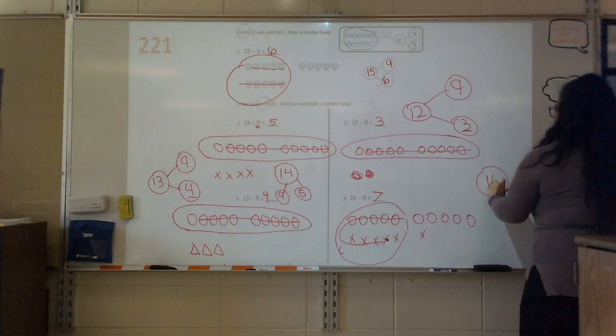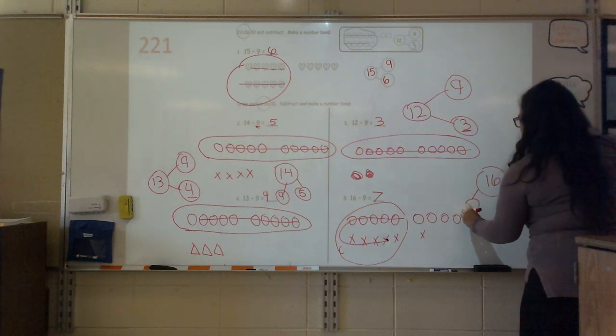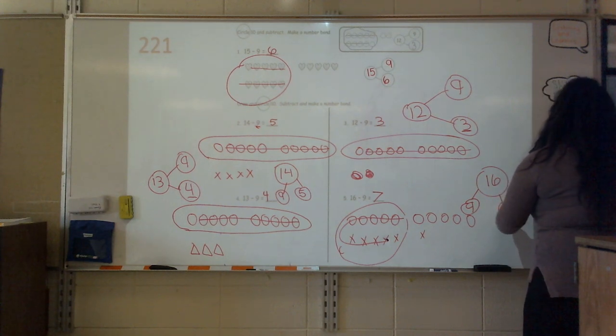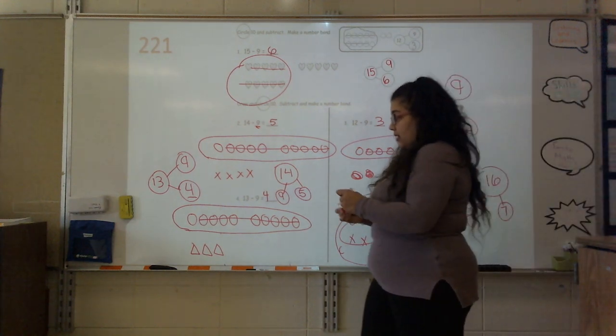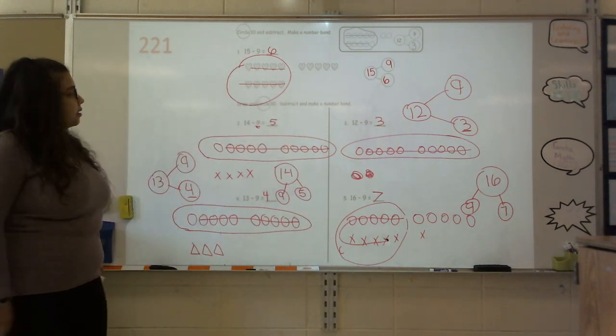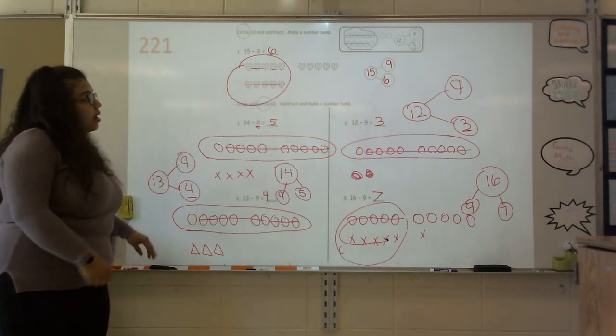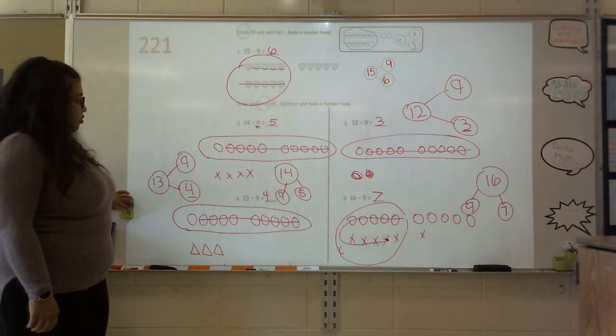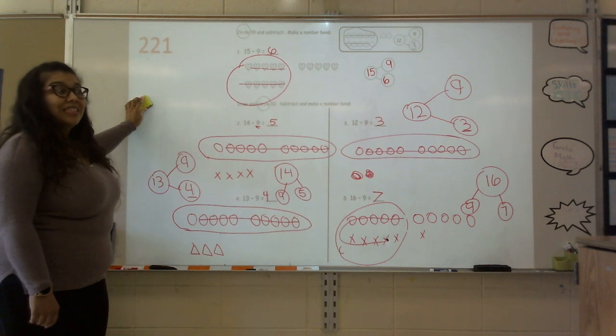The whole we said was 16. The part we knew at the beginning was 9. And we found out the missing part was 7. That's what you're doing when you're subtracting. You're also looking for the missing parts. Right, guys? So yes, these are our pictures and our take from 10 strategy to subtract 9 from teen numbers.